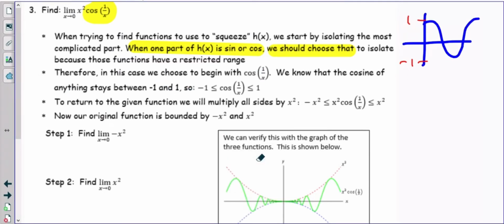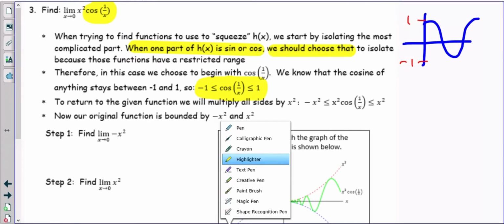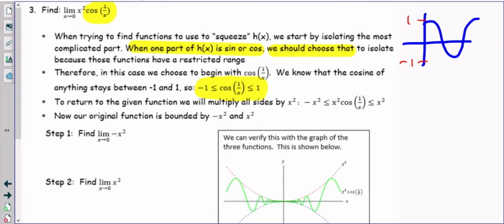So look at this statement that we can make. We pick our complicated part and we put its restrictions on. And we put those restrictions on again because we know that all cosine functions have to stay between -1 and 1. Now, that's not what the original problem looked like. So to return to the original or the given function, we need to multiply all sides of this inequality by x squared. Watch when I do this.